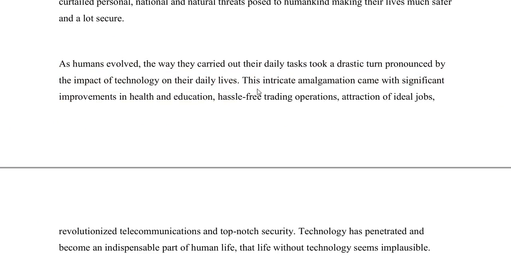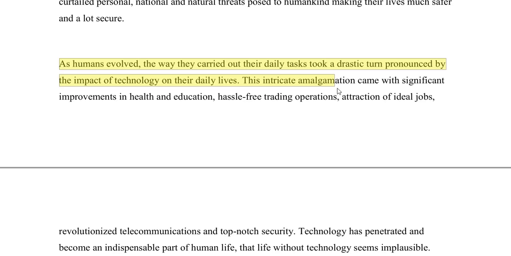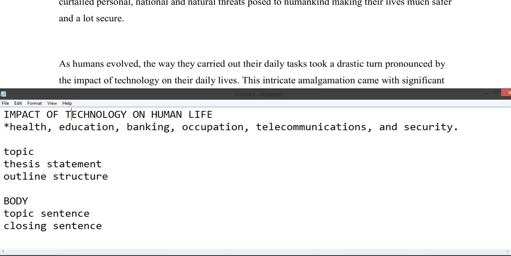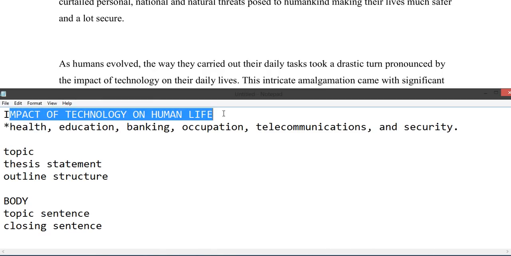Much like the thesis statement of the introductory paragraph said what the essay was going to be about, now the end paragraph is going to be like the gist of the whole essay. Concluding paragraph. See, as humans evolved, the way they carried out their daily tasks took a drastic turn, pronounced by the impact of technology on their daily life. So what was our topic? Impact of technology on human life.